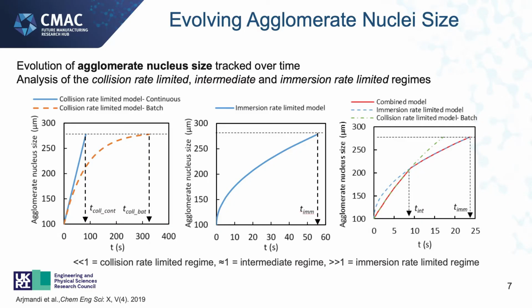And just to show the differences in how these two different regimes operate and grow, the main thing I wanted to highlight here was that the collision rate regime is a very fast process compared to the immersion rate. So in this case, you can see that the agglomerate nuclei size increases quite rapidly compared to the immersion regime. And we track this both for continuous and batch processes as well.